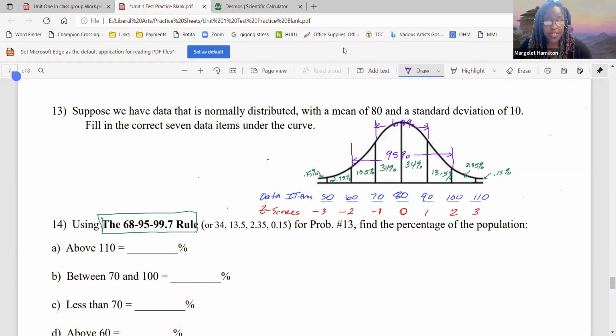And then your 99.7% goes 3 standard deviations from the mean. So from negative 3 all the way to +3. All right. I hope you can see this. This is 99.7%. All the way over here. Does everybody see that all right?